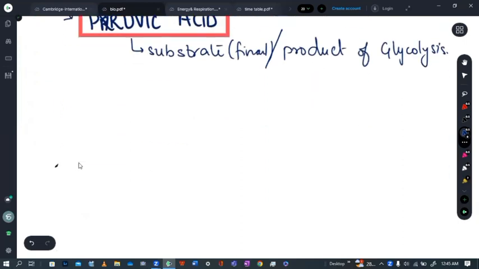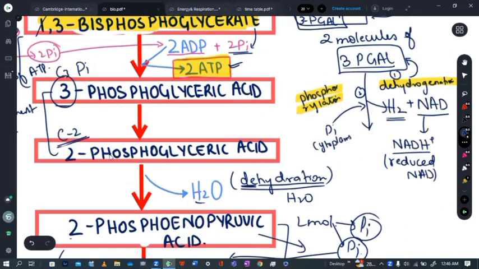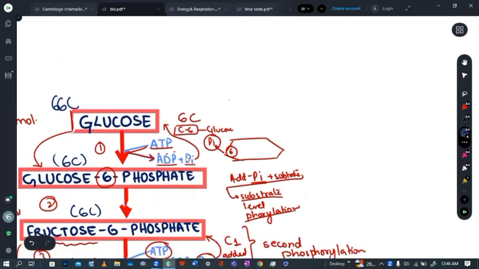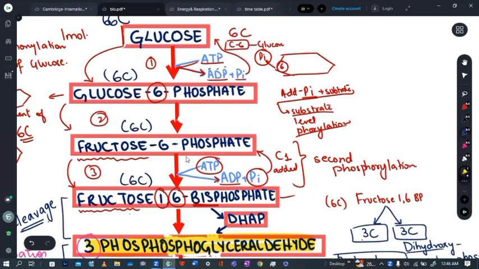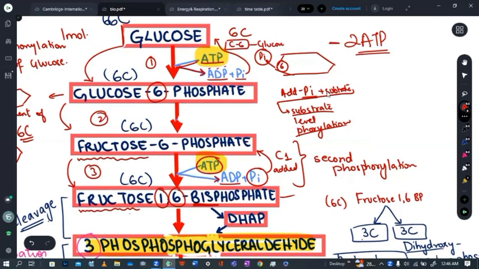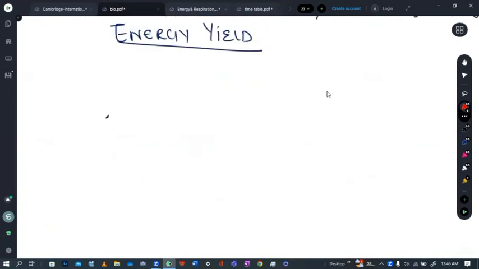Now, what was important to talk about was the energy yield. How many molecules of ATP we use, and then how many molecules of ATP we get. So let's discuss energy yield before ending our lecture. Let's count the ATP molecules utilized and then formed. The first molecule of ATP utilized was here. Then the second molecule used was here. So we used 2 ATP molecules at the start of the process. Let's write it down below. We used 2 ATP molecules.